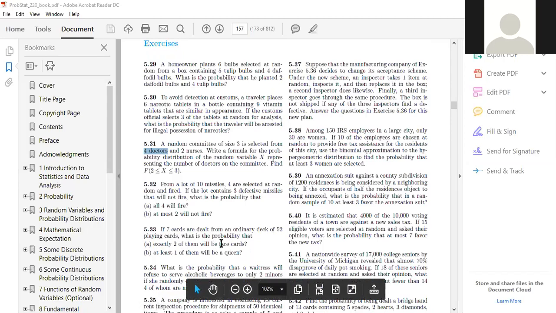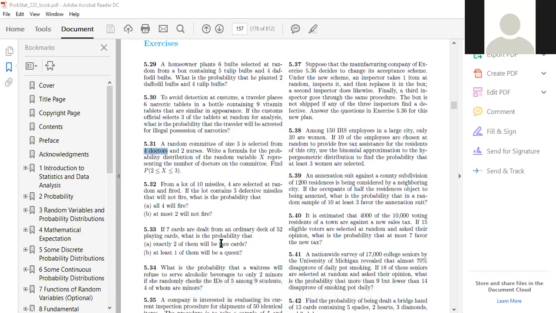How many face cards are there in the deck? King, 4 kings, 4 queens, 4 jacks, for each suit. These 12 are the face cards. So my k equal to 12. Please, guys, keep this thing in mind, k equal to 12.